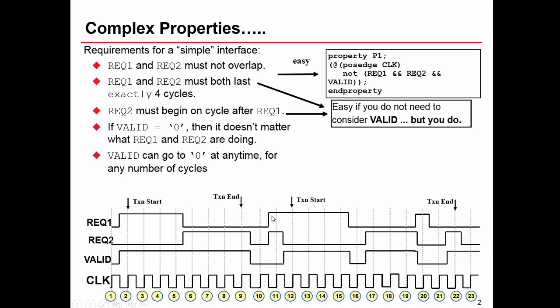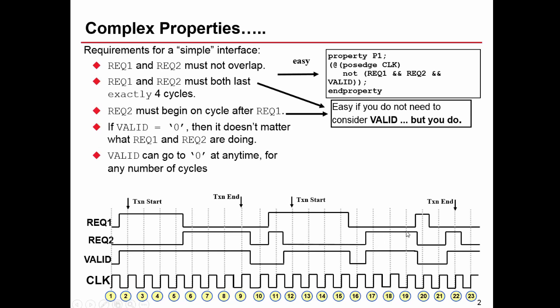However, when valid starts going up and down, so on cycle 11, for example, we're not caring what rec1 and rec2 are doing because valid's low. So cycle 12, we do care about what rec1 and rec2 are doing, and rec1's high for 1, 2, 3, 4 cycles. The cycle following that, we expect rec2 to start, of course, unless valid is 0, which it happens to be. So at cycle 16, rec2 is 0. Rec2 occurs the next time valid occurs, so that's okay.